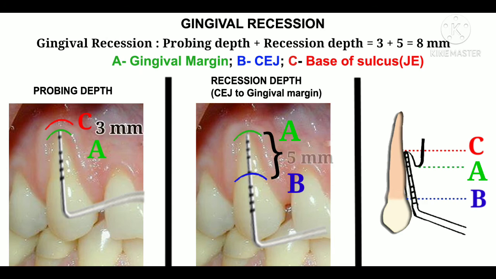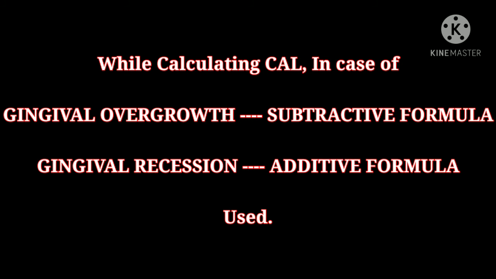Hence, while calculating clinical attachment loss, in case of gingival overgrowth, the subtractive formula is used, while in case of gingival recession, the additive formula is used.